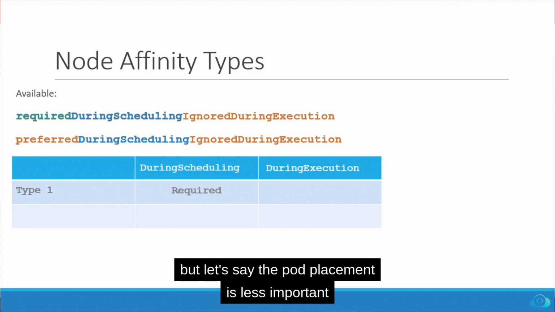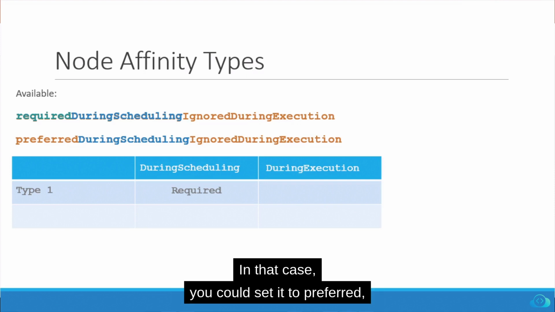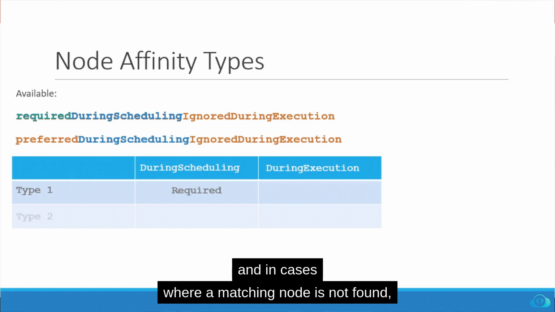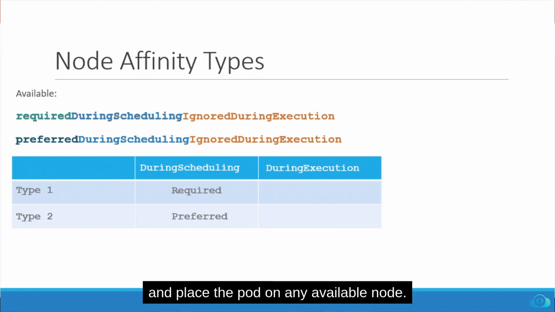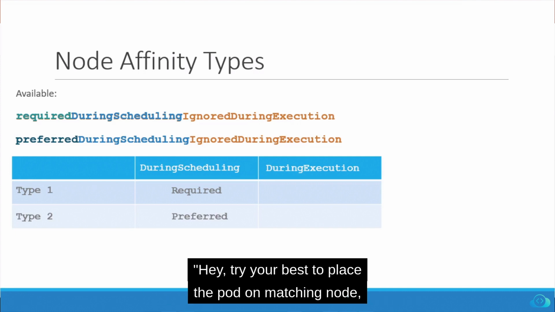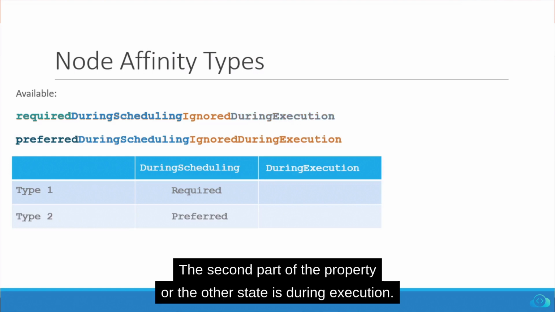But let's say the pod placement is less important than running the workload itself. In that case, you could set it to preferred, and in cases where a matching node is not found, the scheduler will simply ignore node affinity rules and place the pod on any available node. This is a way of telling the scheduler, hey, try your best to place the pod on matching node, but if you really cannot find one, just place it anywhere. The second part of the property, or the other state, is during execution.